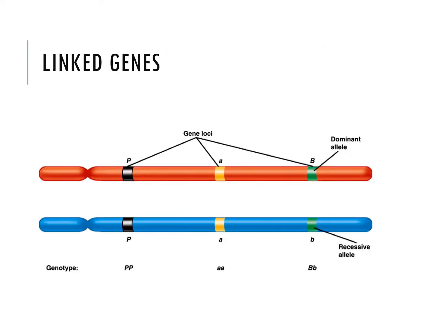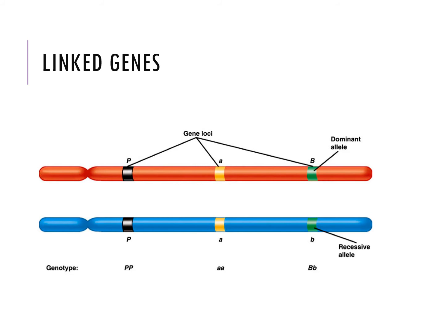So this series of experiments by Morgan showed that there are multiple genes on a single chromosome. So there are times when you will most likely inherit two different traits together. They're not all independently assorted. There are more than one gene on each chromosome. And so genes that exist on the same chromosome are considered linked.